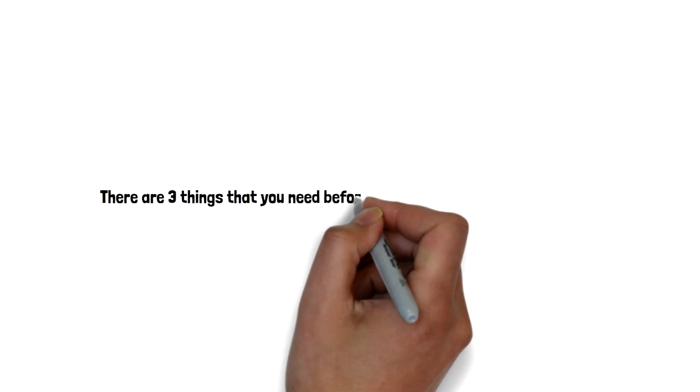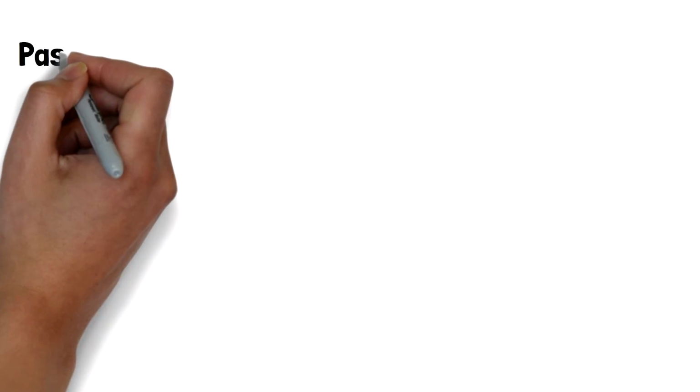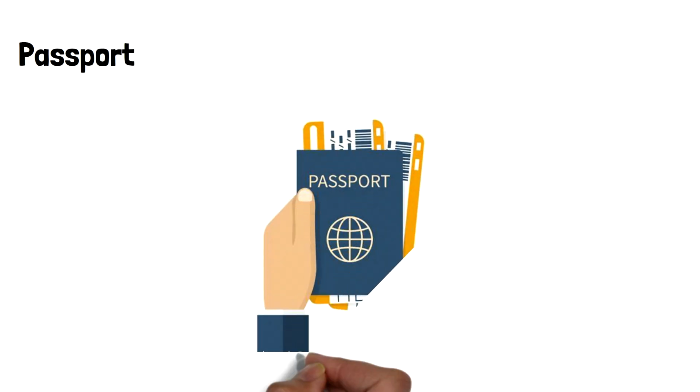Three things you need in hand before creating an Express Entry profile. Let's see one by one. So the first thing you need is your valid passport, because you will have to use the passport number as well as its creation and expiry date in your pre-ID forms.